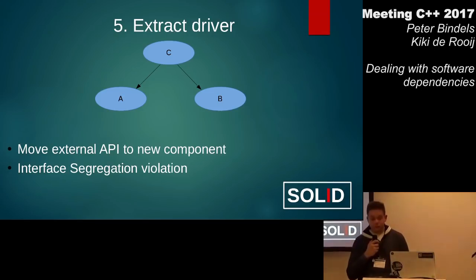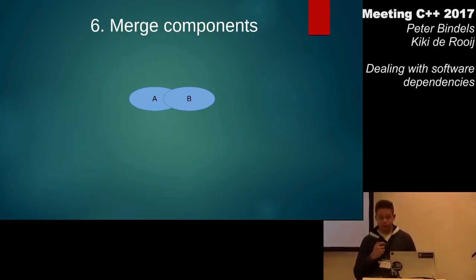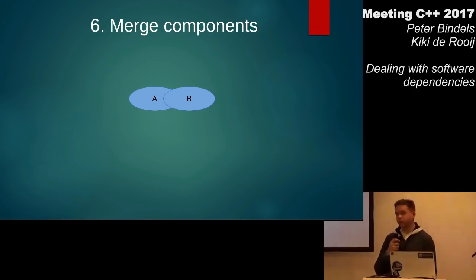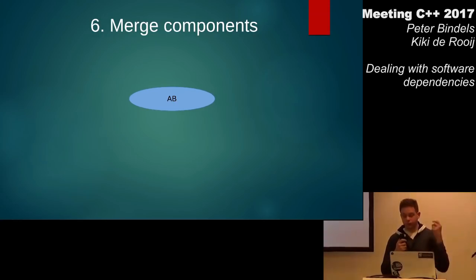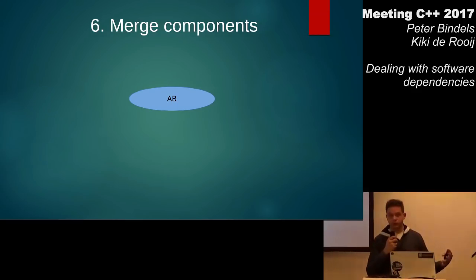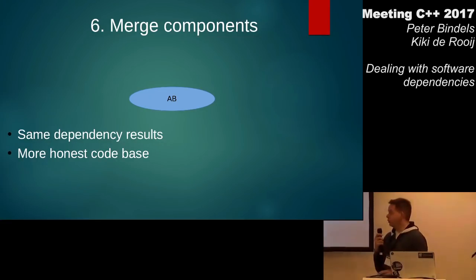And then the last option that you have is to concede. As in, we have A and B, and for some reason people thought that these were two separate things. And we tried to keep them separate, but there's no viable way that I can make this into two components. The best thing you can do is just make it one. Just be honest about what your code base is. If you have a code base with a lot of cycles, this would mean just making it into the big blob otherwise. But at least now you're honest.